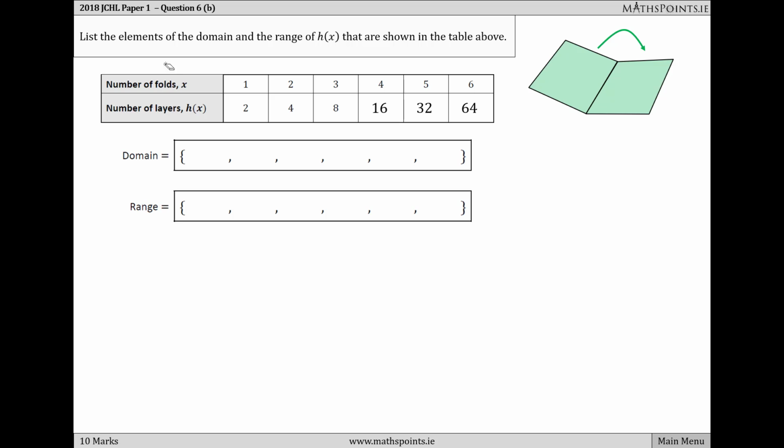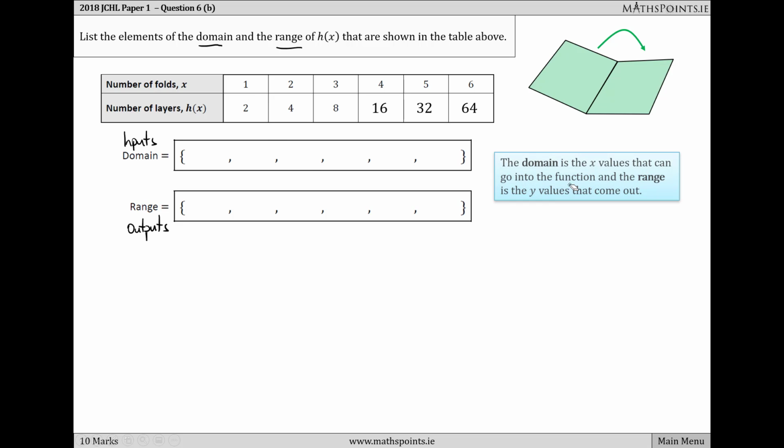The B part of the question then asks us to list the elements of the domain and the range. So remember, the domain is the inputs, so in this case that was the number of folds, and the range is the outputs, and in this case it's the number of layers. So the domain are the number of folds, 1, 2, 3, 4, 5 and 6. And then the range is the outputs, the number of layers, 2, 4, 8, 16, 32 and 64. And again, there was 10 marks for this.